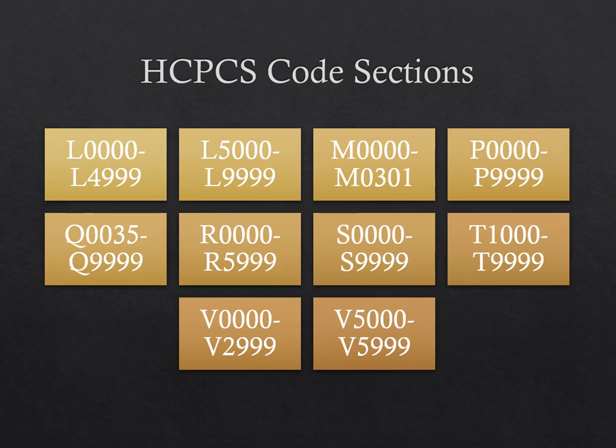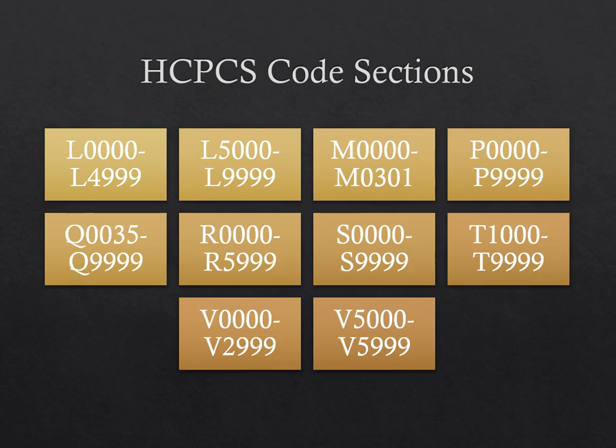M0000 through M0301. This is for medical services. Then next up, we have P0000 through P9999. This is for our pathology and laboratory services. Q0035 through Q9999. These are another set of temporary codes, and these include temporary codes for drugs, services, supplies, and tests until permanent codes are available. So remember, these are our temporary codes.